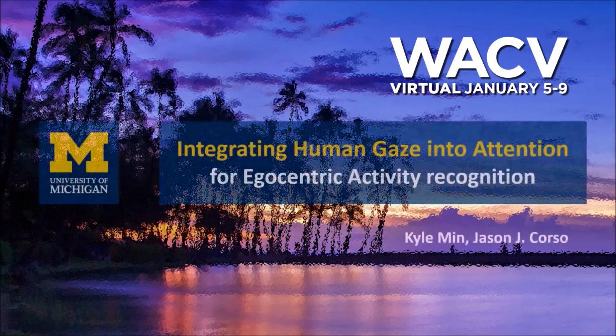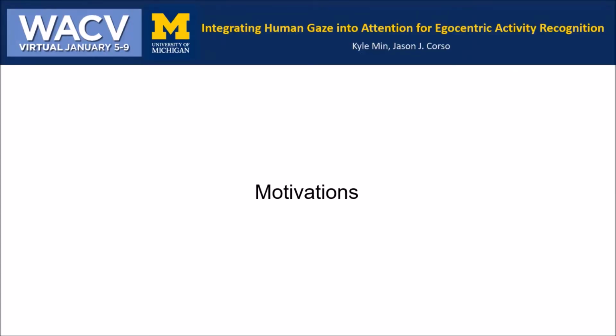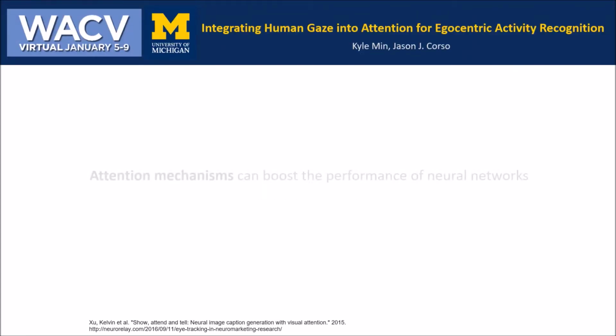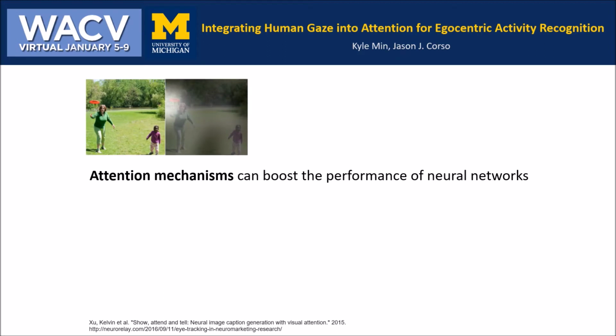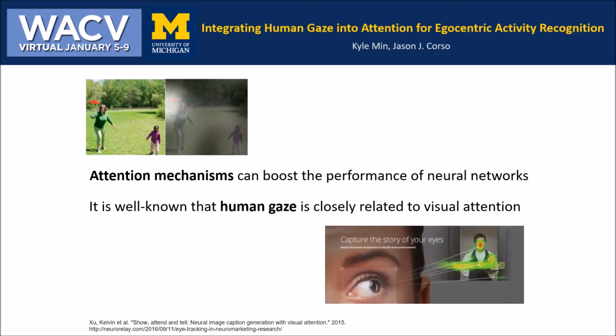We are going to present a novel method of integrating human gaze into attention for egocentric activity recognition. There are two main motivations of this research. Recently, it has been shown that attention mechanisms can improve the performance of neural networks by learning to focus on salient parts of input signals. Also, it has been well discussed in cognitive science that human gaze is closely related to a person's visual attention.